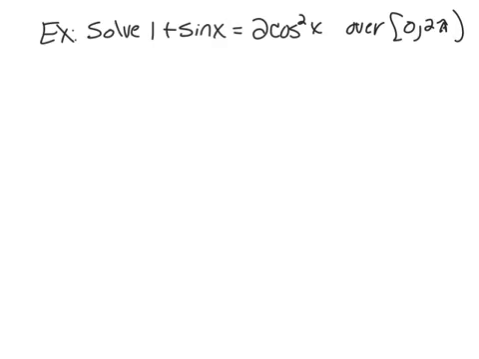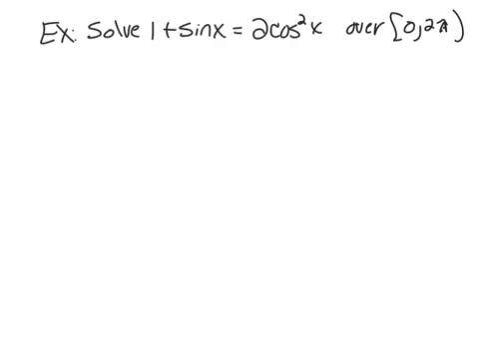So here's our first example. I want to solve 1 plus sine of x equal to 2 cosine squared. We're going to solve it over one complete rotation around the unit circle, 0 to 2 pi. So if you look at this, I have a sine and I have a cosine squared. I've got to be able to rewrite this all in terms of one trig function. Well, it's pretty difficult to rewrite sine because I don't have a trig identity that lets me do that very easily. But I do have one for cosine squared.